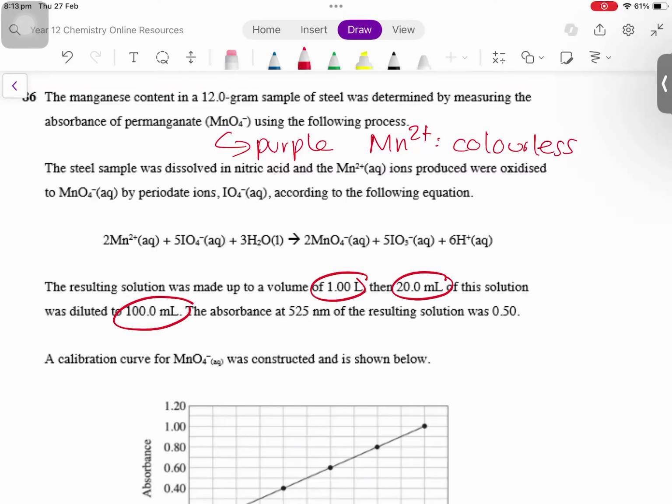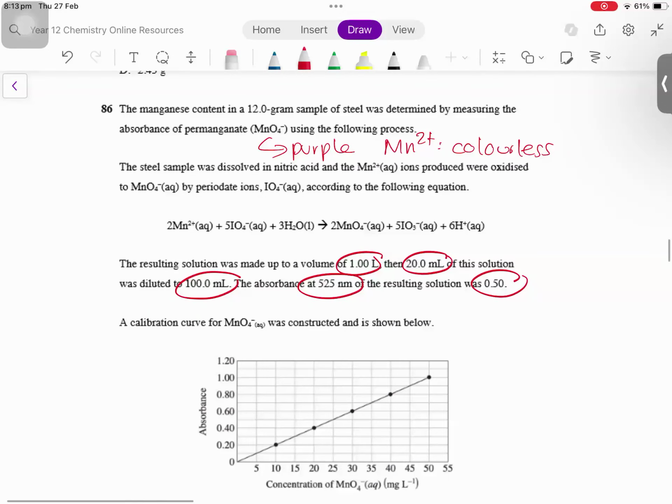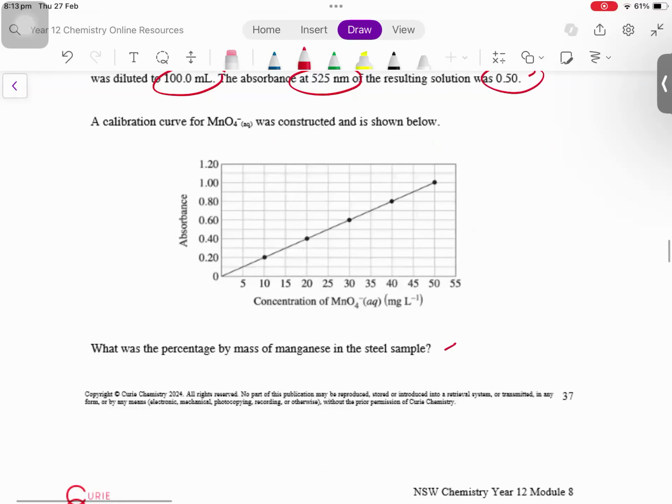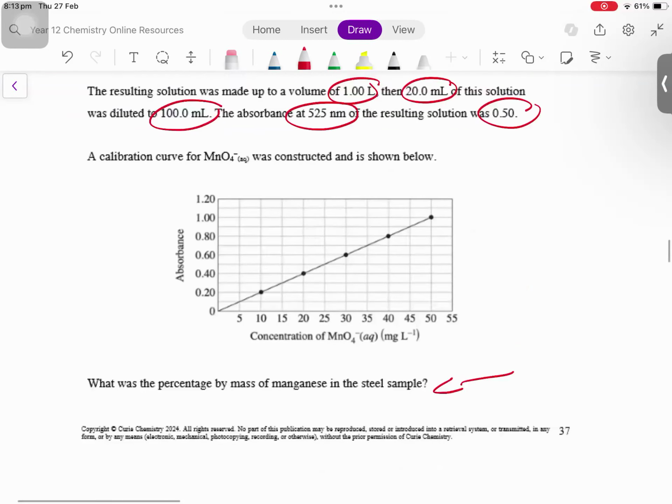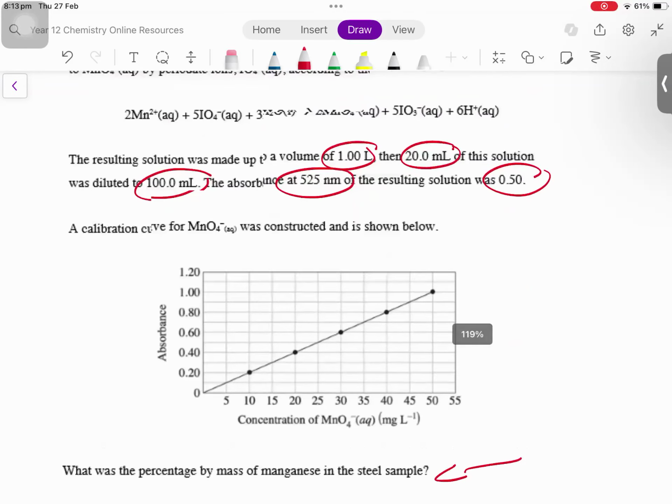The absorbance at 525 nanometers, if you're doing a calibration curve, you would have already set at a known wavelength. In this case, they've done 525. The absorbance of the resulting solution was 0.5. And they've given you a calibration curve and they're asking you what's the percentage by mass of manganese in the steel?